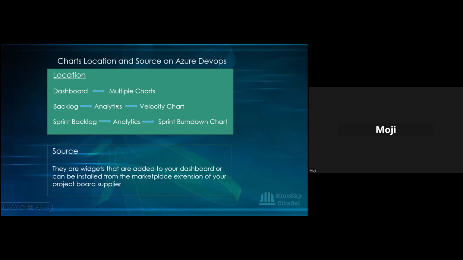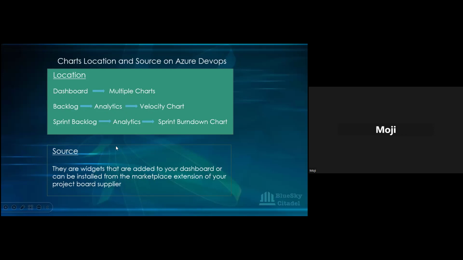And then you will find it on the header where you have the analytics. So when you click on the analytics, you'll be able to see your velocity chart on your backlog. Now on your sprint backlog, what you will get there is your sprint burn down chart, again under analytics. That's where you will find it.